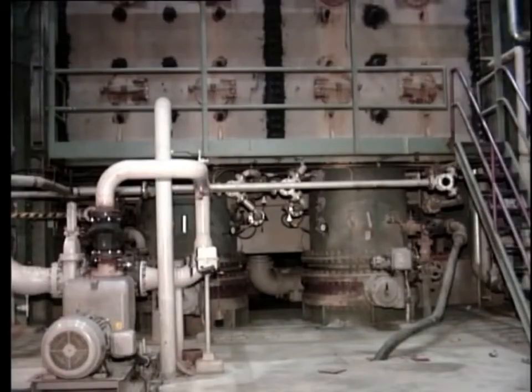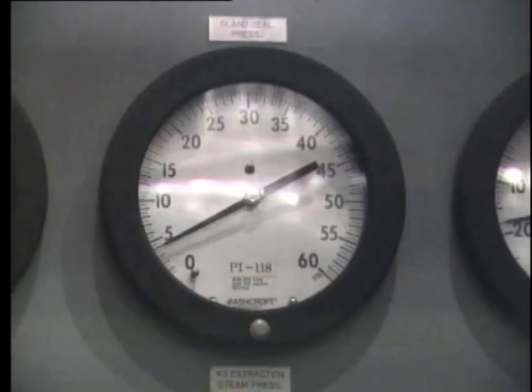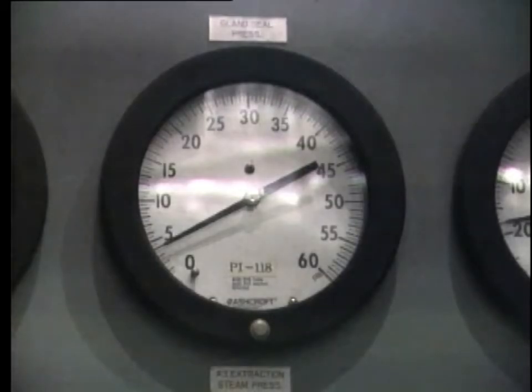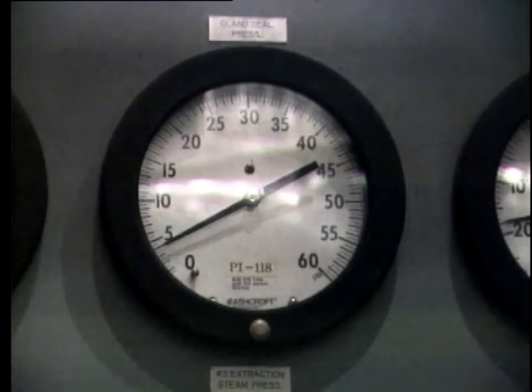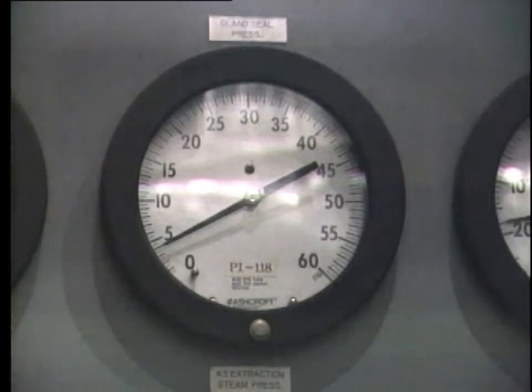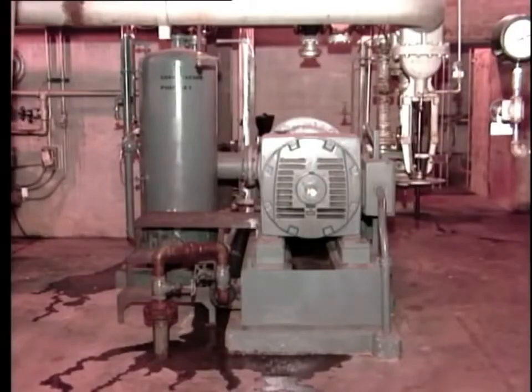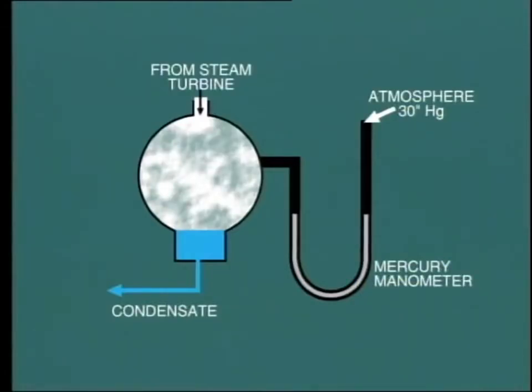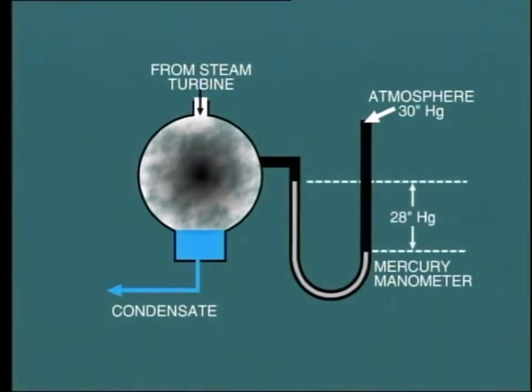We can also begin to draw a vacuum in the condenser by extracting all of the air. Before beginning this activity, it will be necessary to put the gland steam system into operation to prevent air from entering the turbine at the shaft seals. The vacuum pumps or startup ejector are placed in service, and we can observe the indicated decrease in back pressure from atmospheric, about 30 inches of mercury, down to say 2 or 3 inches.